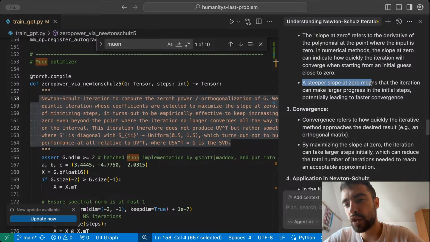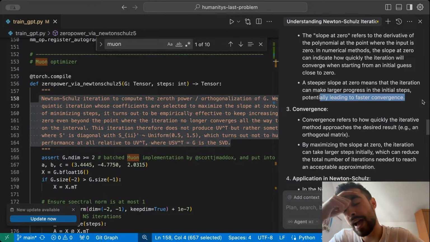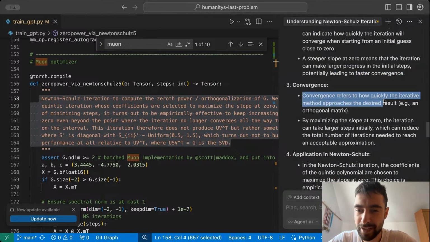But okay, a steeper slope at 0 means that the iteration can make larger progress in the initial steps, potentially leading to faster convergence. I guess because the step size is proportional to the slope, maybe. I don't know. Convergence refers to how quickly the iterative method approaches the desired result, an orthogonal matrix.